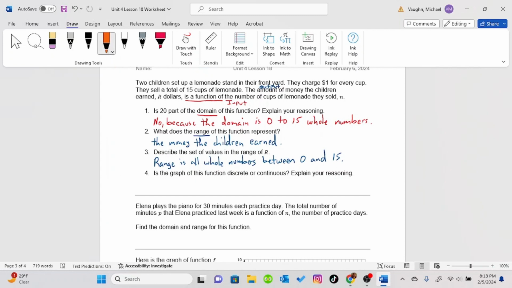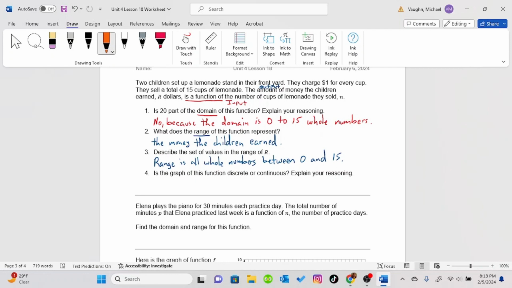And number 4, is the graph of this function discrete or continuous? Well, first we can think about our input. The input is the number of cups sold. We cannot sell partial cups. Then we think about the output. The output is $1 per cup. So the range also needed to be whole numbers.